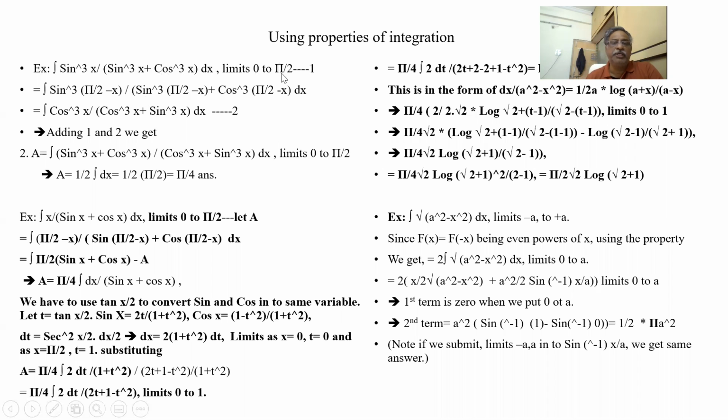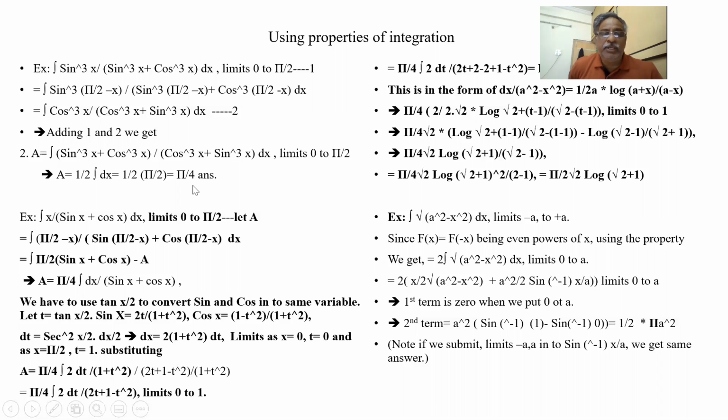Since 0 to pi by 2 is there, we know a plus b minus x is also the same. So if I use that formula, what is 0 plus pi by 2? Pi by 2. So this becomes sine cubed of pi by 2 minus x, that is cos cubed x. So this also becomes cos cubed x plus sine cubed x. When I add these two, 2A is equal to integral 1 dx. These two get cancelled out. So my answer is integral of x, which is pi by 2, when I put the limit.